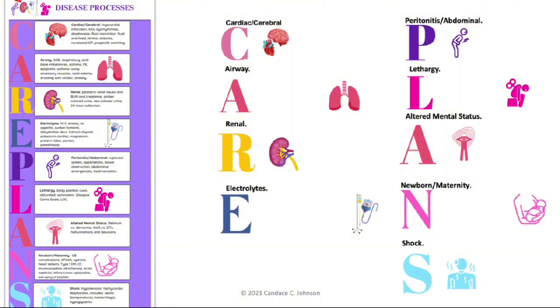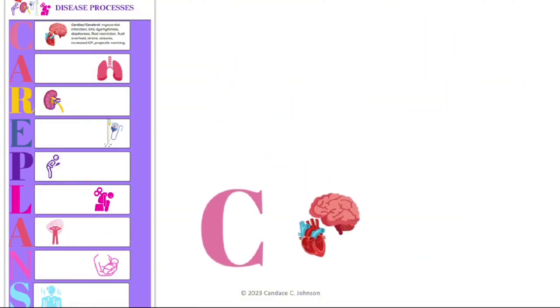And then finally, the S in care plans is for shock, all right, because there are multiple types of shock on the NCLEX, and we're going to have to talk about what they look like and how you will not be the person who misses those signs and symptoms. All right. Okay, let's start with the C in care plan.